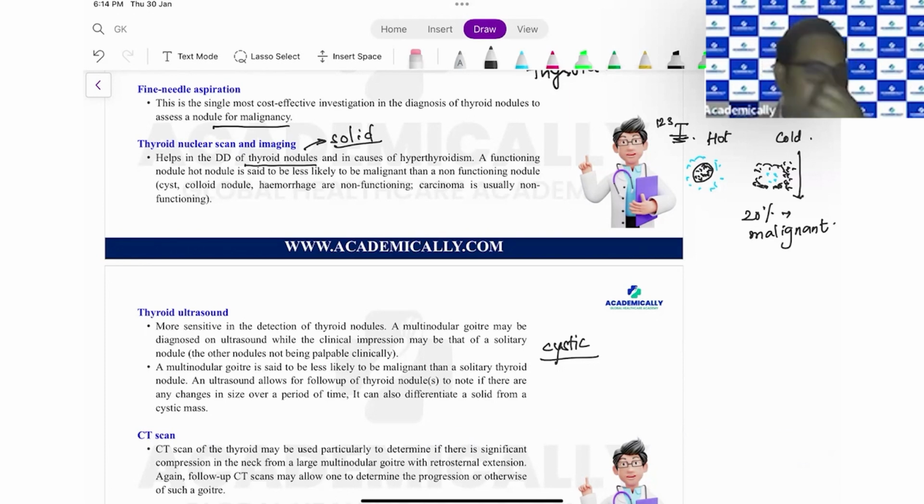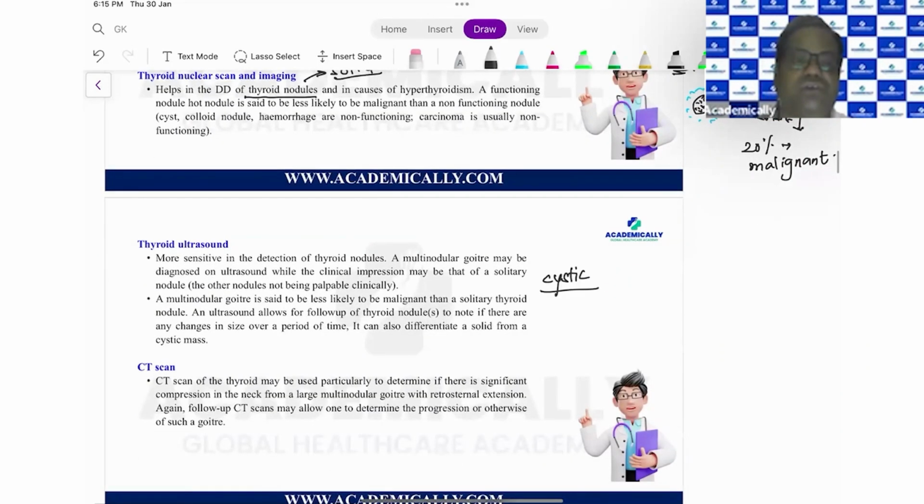A hot nodule means that it is a hyper-functioning nodule. We need to remove it or ablate it. All right. If it is a cystic nodule, we can aspirate it. So ultrasound is number one, good for cystic nodules. Secondly, it is good for something called multinodular goiter.